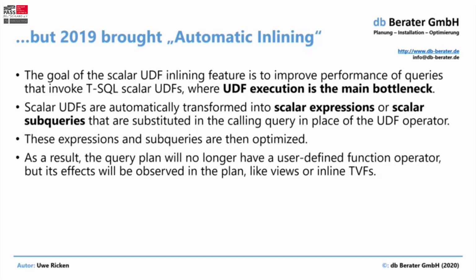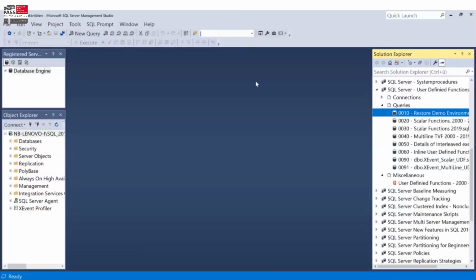It's called automatic inlining. Long story short, automatic inlining means that SQL Server will try to make the scalar function a T-SQL expression. That is one of the really cool things I want to demonstrate to you now. Therefore, I need to switch over to another desktop. Sorry, let me just, here we go. And we go to this one. So I hope that you can see this.